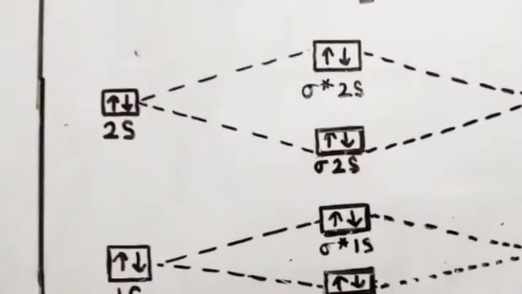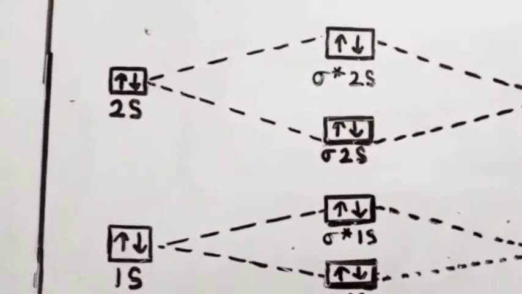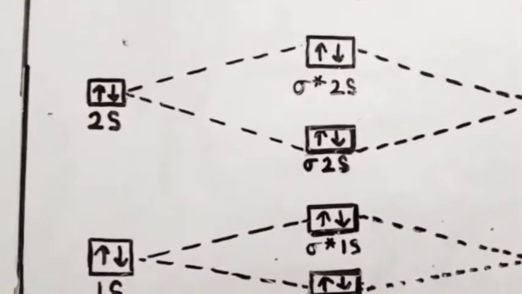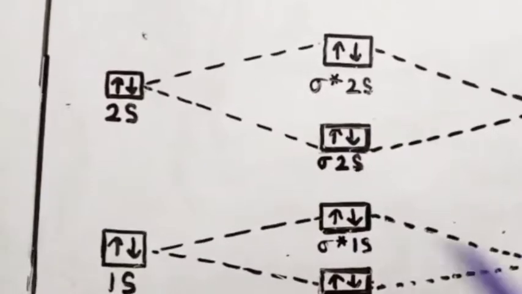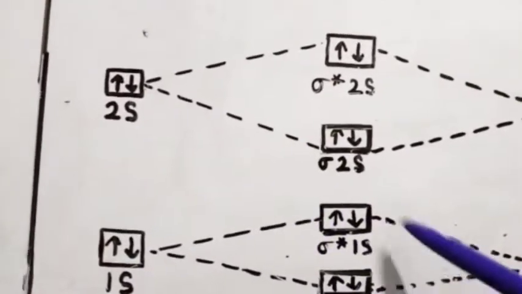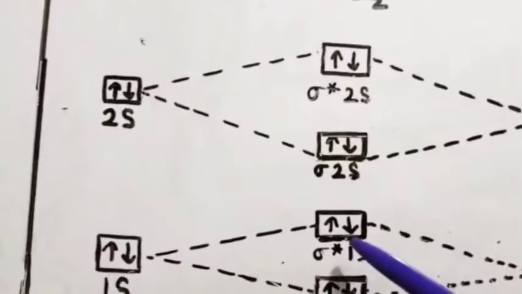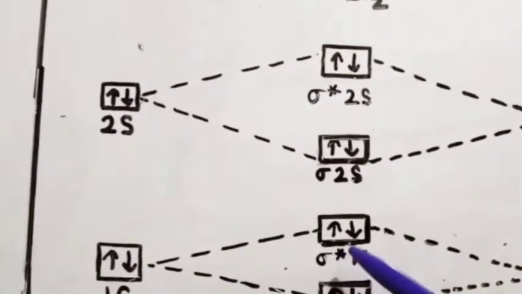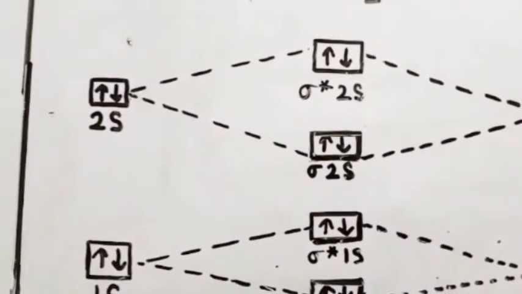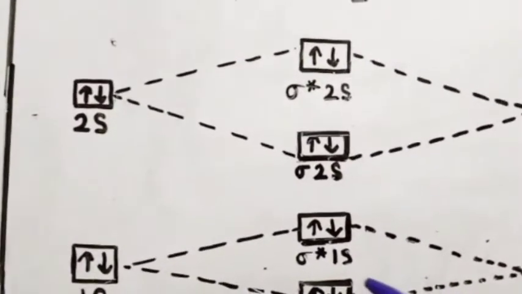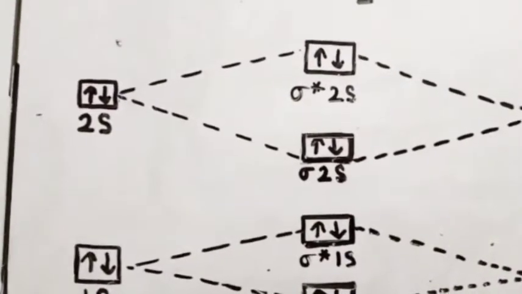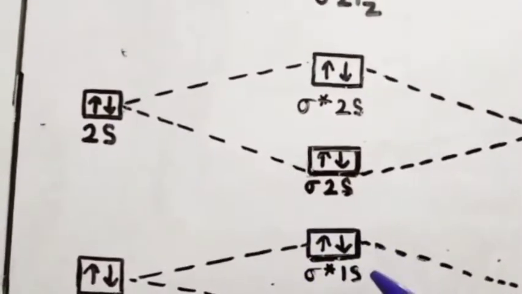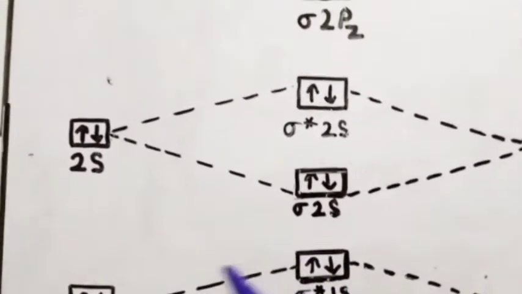Now we will see how the atomic orbitals combine with each other and form molecular orbitals. The 1s atomic orbital of the first neon atom and the 1s atomic orbital of the second neon atom will combine with each other, and two molecular orbitals are formed. One is bonding and one is anti-bonding: sigma 1s and sigma star 1s. For anti-bonding, the star sign is present. 2 electrons are here, 2 electrons are here, so total 4 electrons. 2 will be in the bonding sigma 1s orbital, and 2 will be in the sigma star 1s anti-bonding orbital.